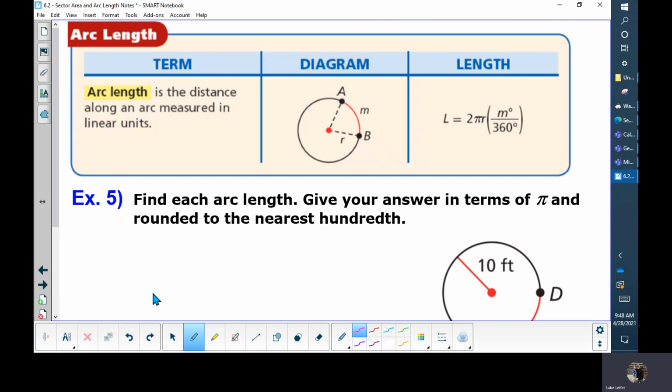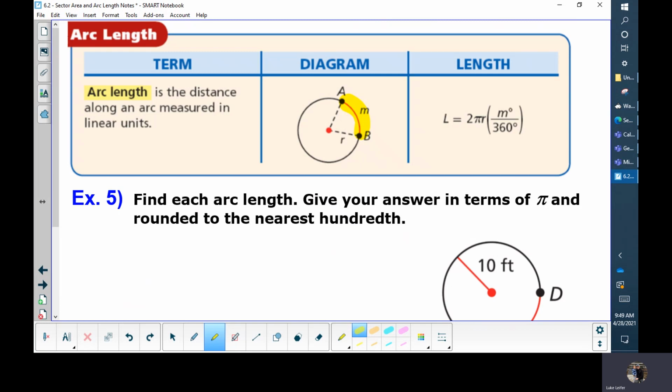Two examples to go. Arc length. Okay, so arc length relates to circumference. Circumference is the distance around a circle, right? Arc length means I don't want to know all the way around. I just want to know a portion. And in this scenario, I would want to know what is the length between A and B.